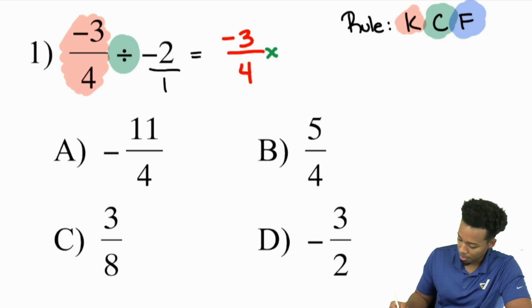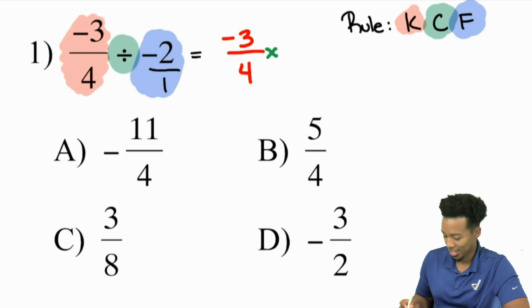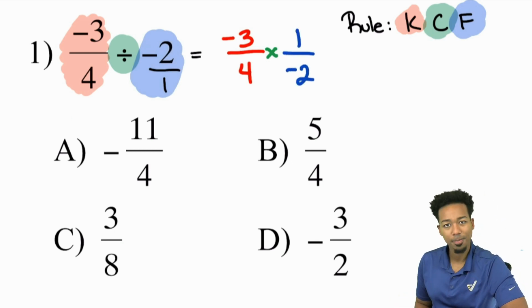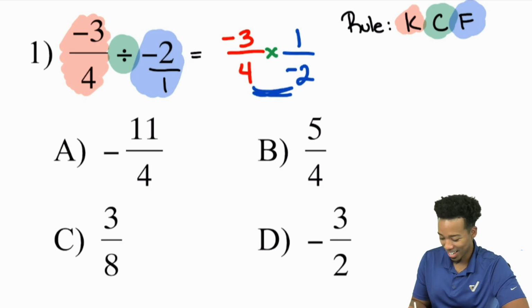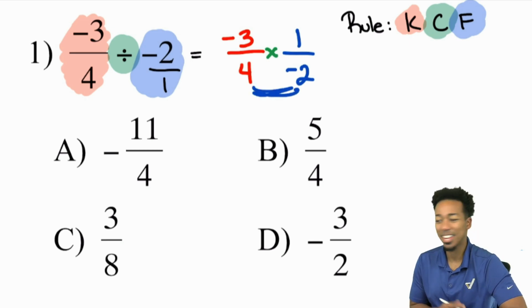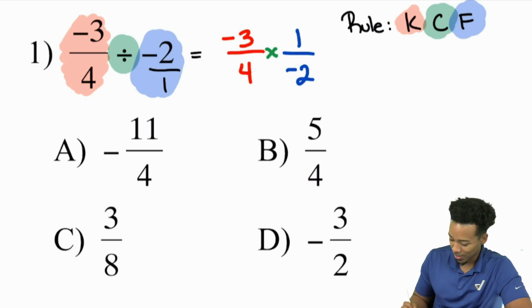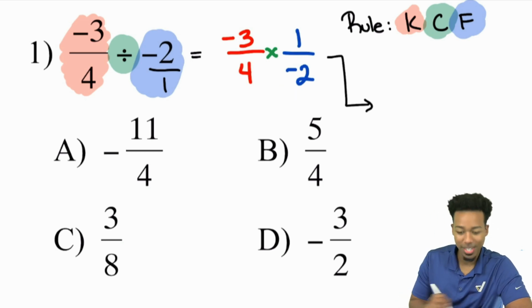I'm going to flip the -2/1. So this is going to become 1/-2, right? Oh, look at that. It's going to multiply into the denominator, exactly how I just told you it was going to happen. So now we're going to go ahead and solve this, my party people.